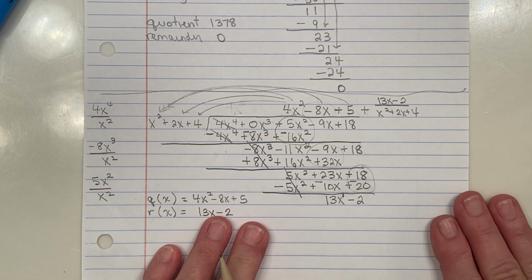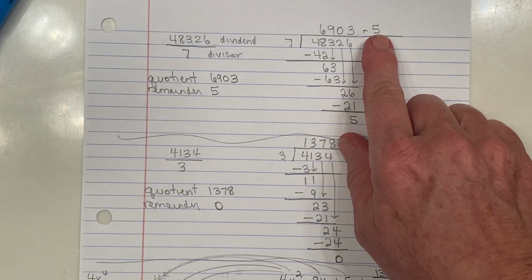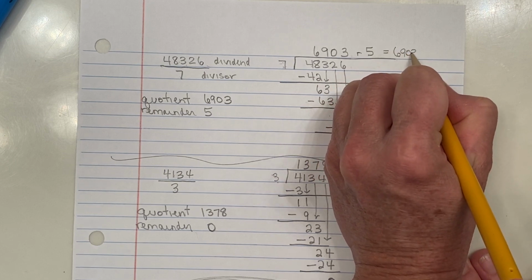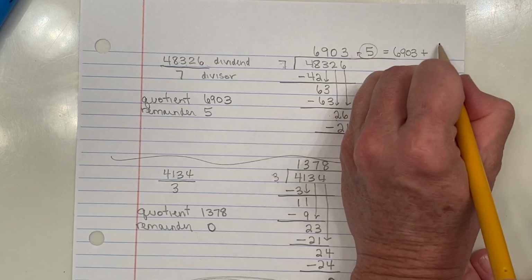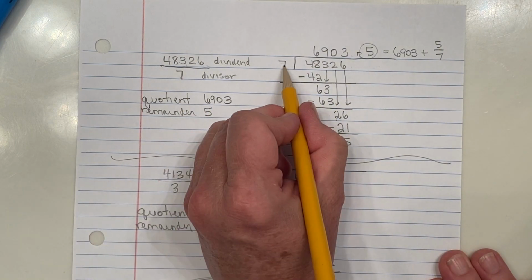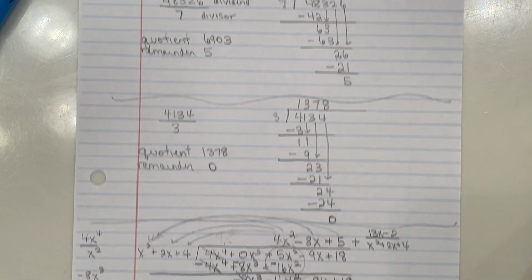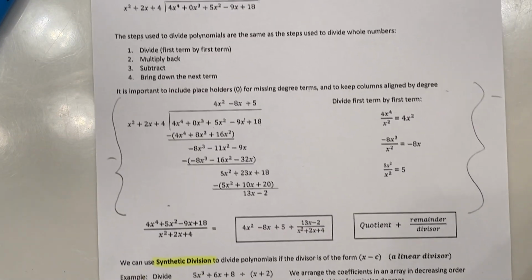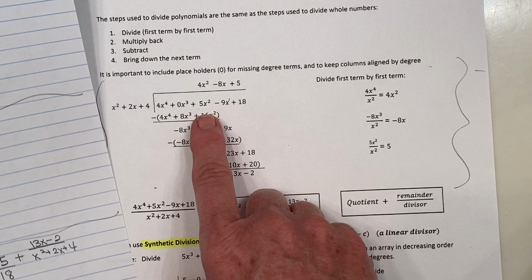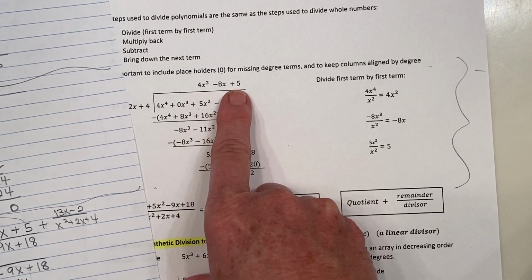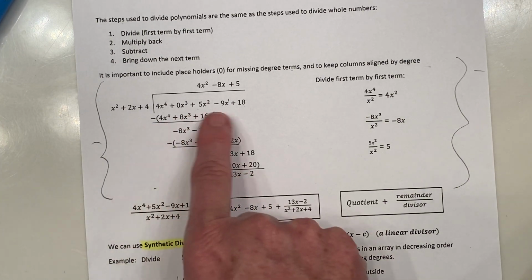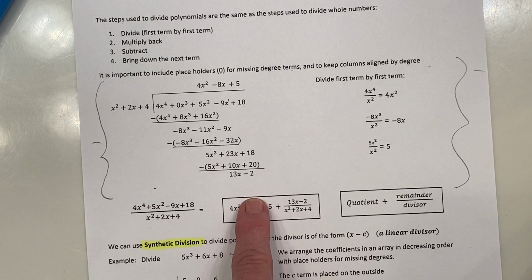Okay. All right, as a reminder back up here, we could have also said that our answer was 6,903 plus our remainder of 5 over our divisor in this problem of 7. And we can do the same thing when we deal with polynomials as well. All right, so let's go back to our notes and see if that's the same answer that was already printed here. Well, I did get 4x squared minus 8x plus 5, and I did get a remainder of 13x minus 2. And all of this work is exactly what I did on my problem.